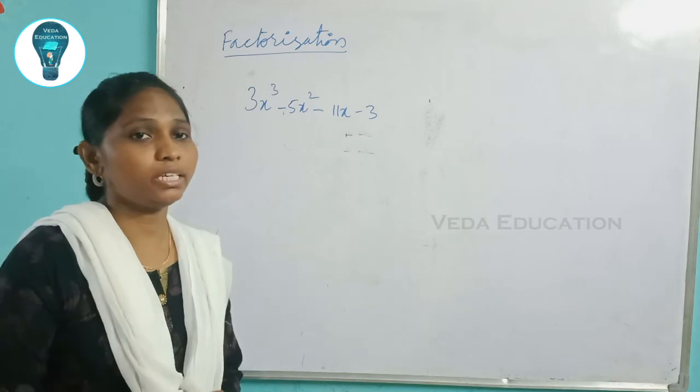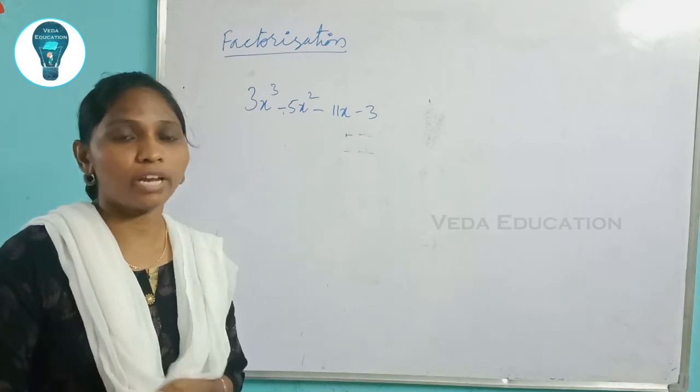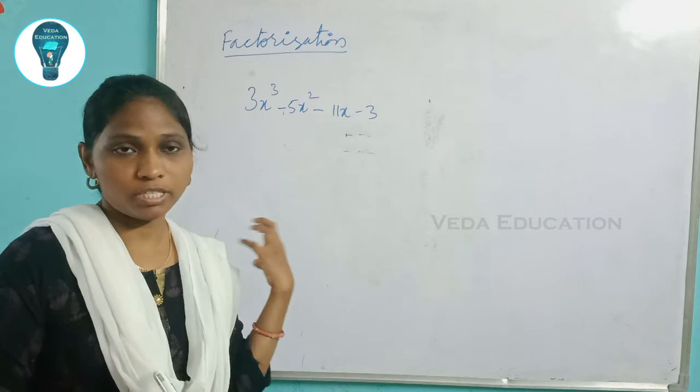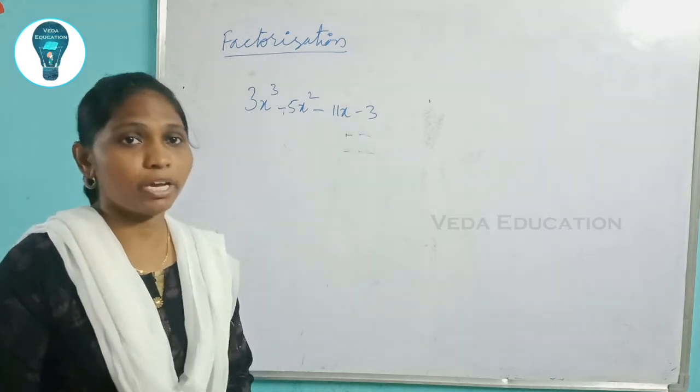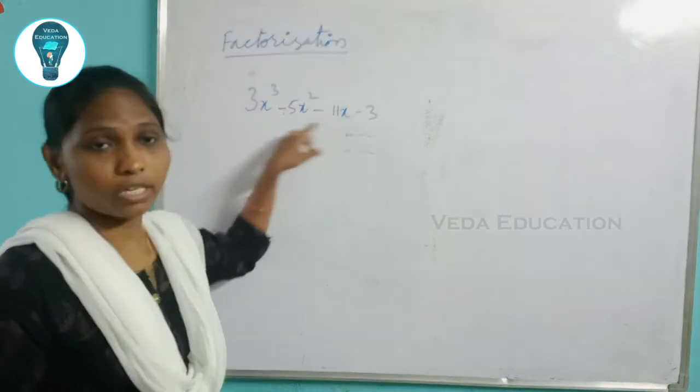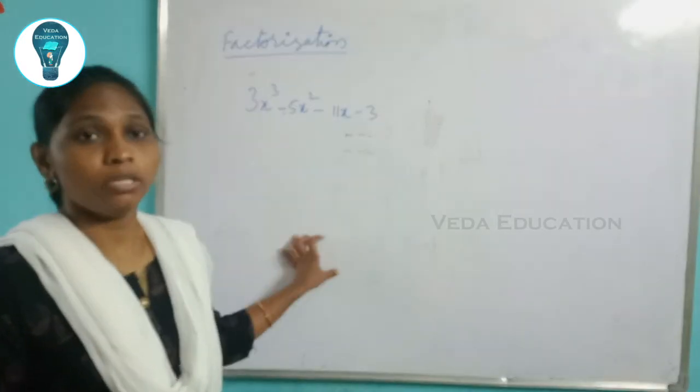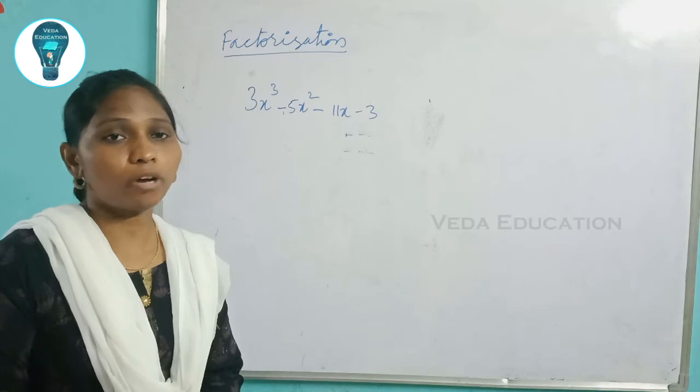First of all, we learned how to do factorization of a quadratic polynomial. So first we reduce the cubic polynomial to a quadratic polynomial. For that, we are cancelling one term in this, so after that you will get a quadratic polynomial.